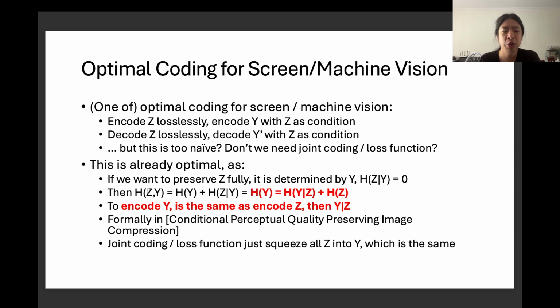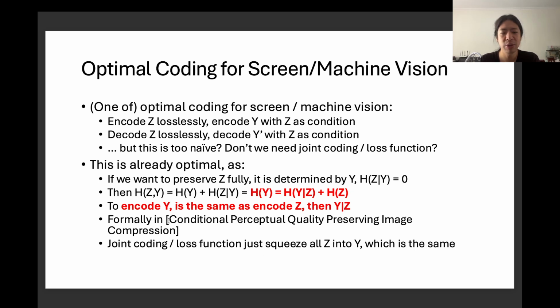Then the code to jointly code z and y together equals encoding y and encoding z conditioned on y, and as the second term is a 0 term, it equals H(y). So we have H(y) equals H(y|z) plus H(z). This means that if we encode the latent independently, then this independent latent already contains the same amount of information of z inside. So it's equivalent to encode z separately, and then encode y conditioned on z.